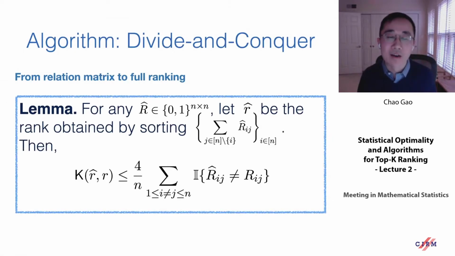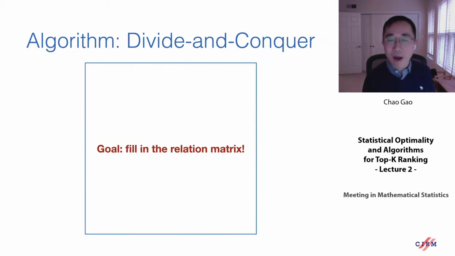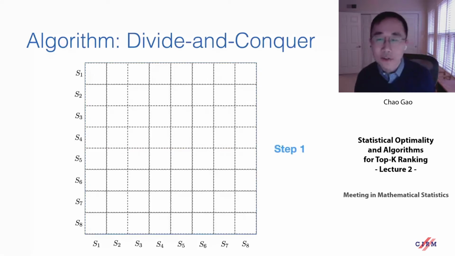This is the idea of step 2. So the goal is very clear. We are trying to fill this n by n relation matrix. Let's see how the algorithm proceeds. This is our first step, which is the divide part of the divide and conquer algorithm. This is the league partition algorithm that we just described. Let's suppose we have divided the n players into altogether 8 leagues. So the relation matrix is divided into 8 by 8, altogether 64 blocks. Now our goal is to fill all the 64 blocks.